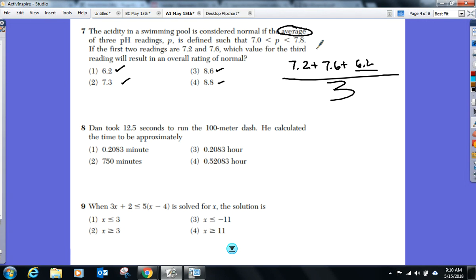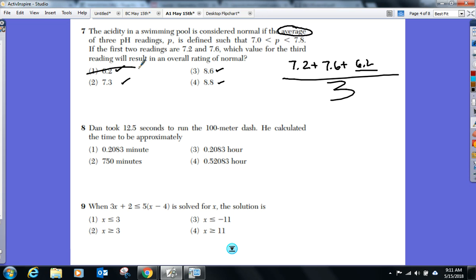All right? So if you fit 6.2, what do you end up getting for the average? 7. Why doesn't 7 fit in there? It's not or equal to, so 7 doesn't fit in there. Now I go to 7.3. And this is why I hate this question.